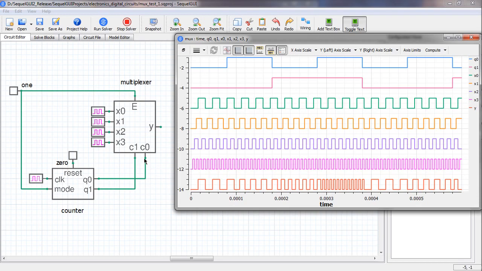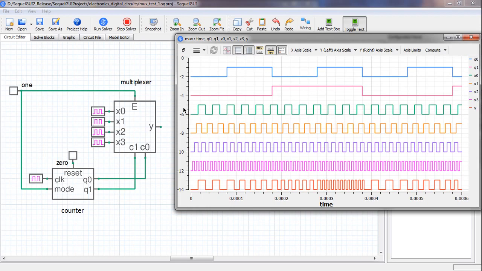This C1, C0 are our select lines, S1, S0. This Q1 is connected to S1 and Q0 is connected to S0. And this is a counter. We will study this circuit in detail later. For now, its only purpose is to generate these select line signals, and those are shown over here. This is our select line 0, that is C0 here, and this is our select line 1, that is C1 here.